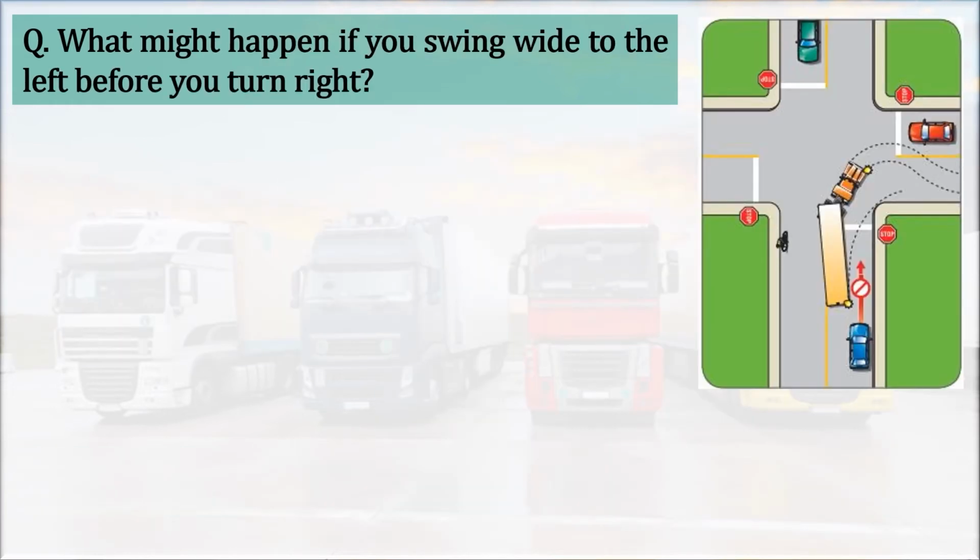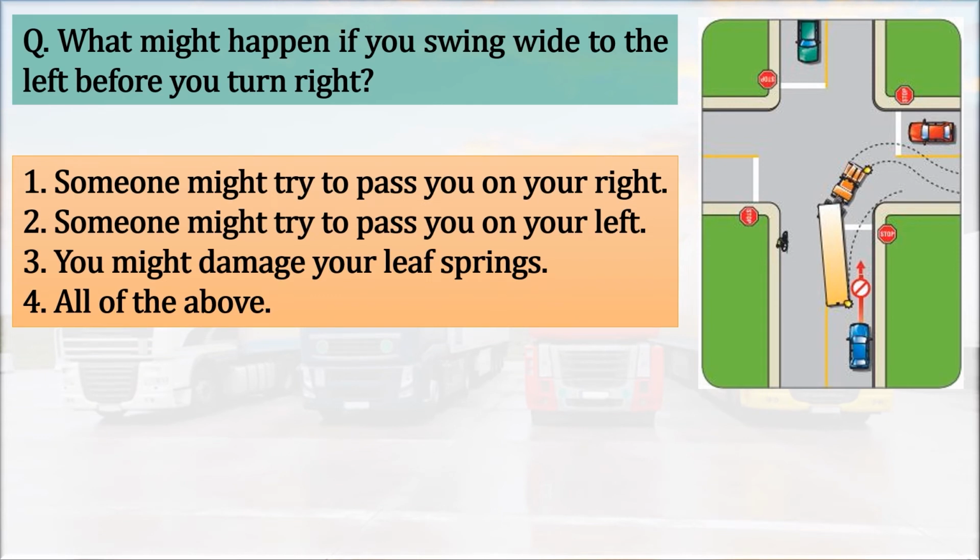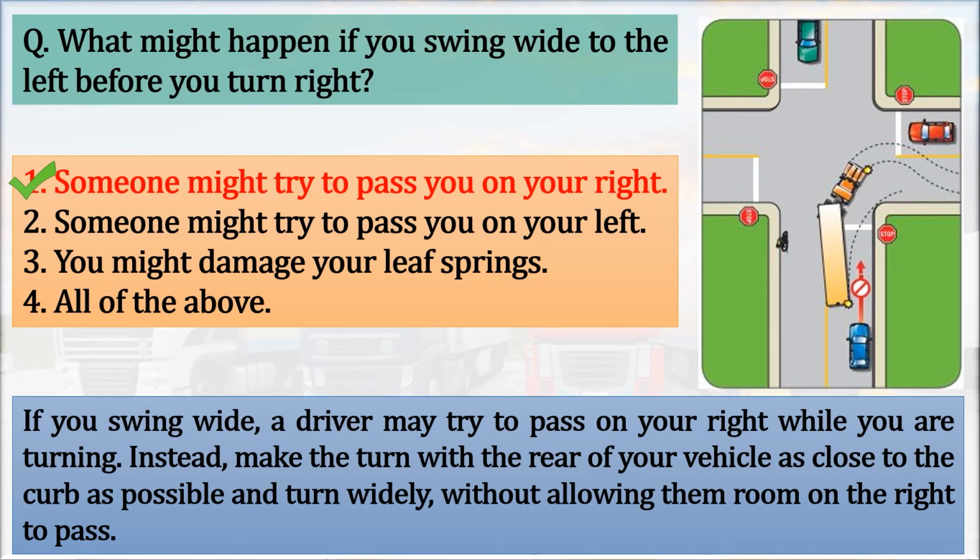Question: what might happen if you swing wide to the left before you turn right? Option number 1, someone might try to pass you on your right. Option number 2, someone might try to pass you on your left. Option number 3, you might damage your leaf springs. Option number 4, all of the above. The answer is option number 1, someone might try to pass you on your right.